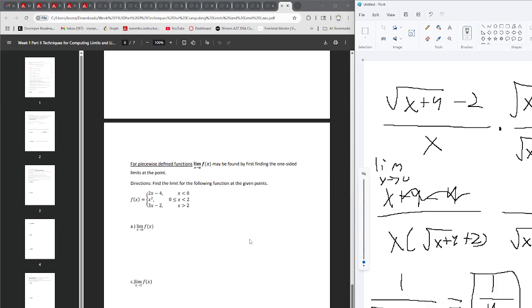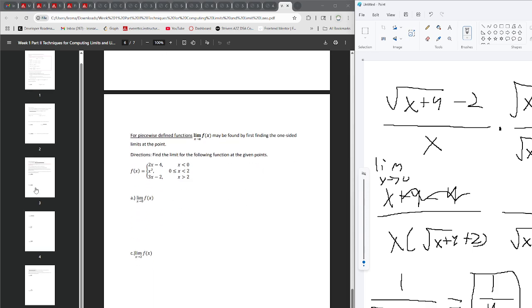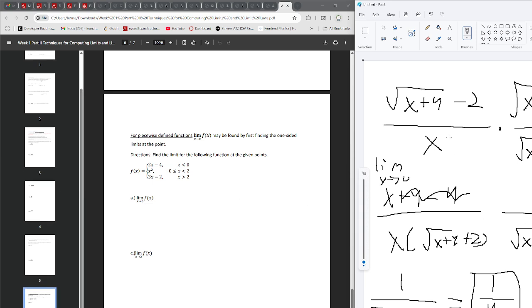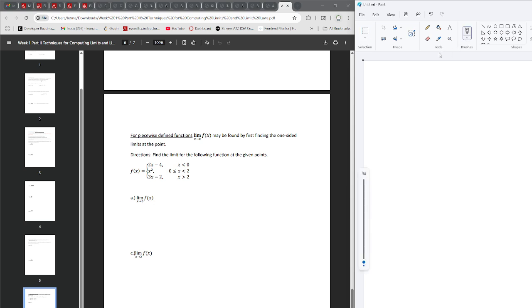Piecewise functions may be found by first finding the one-sided limits at the point. Find the limit for the following function at the given point. x approaches 0. First finding the one-sided limit at that point.